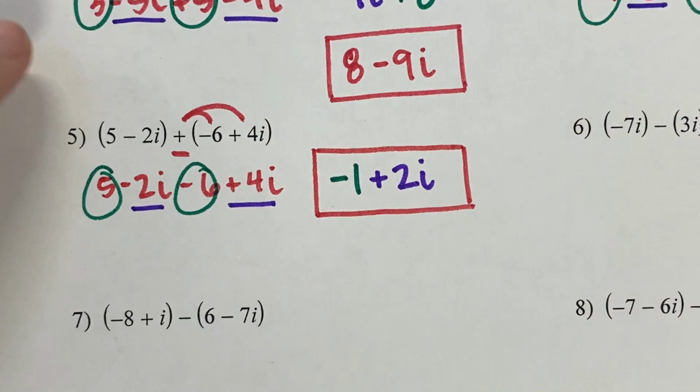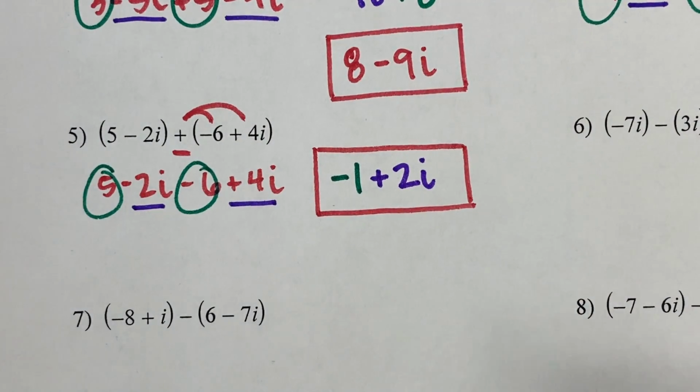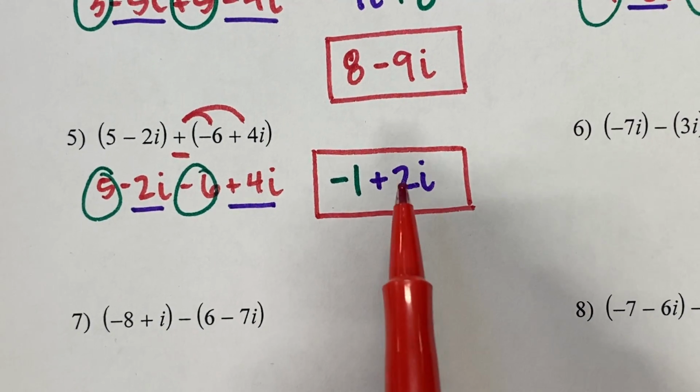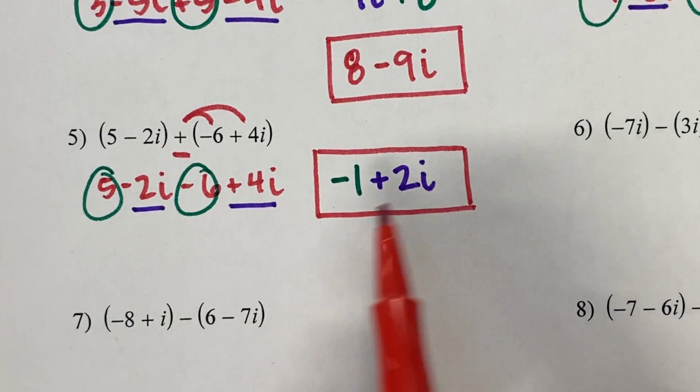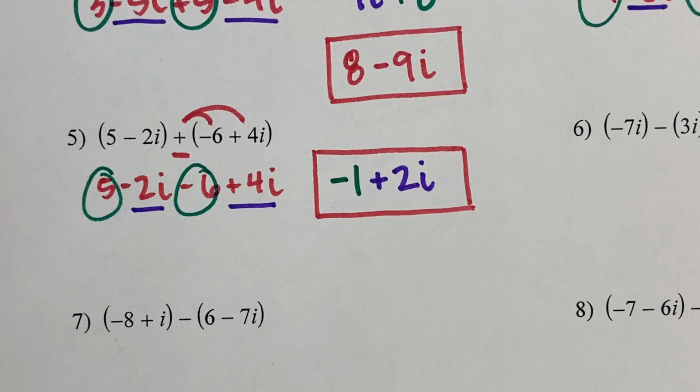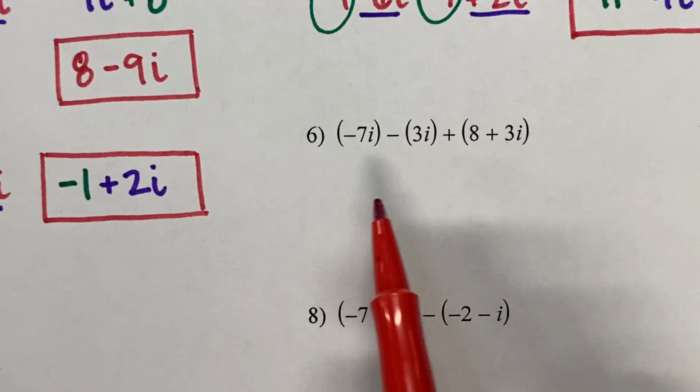Negative 1 plus 2i. Now, would it be incorrect to write 2i minus 1? No, it wouldn't. We just like to write it in that order that it usually comes in, or that's technically more correct.